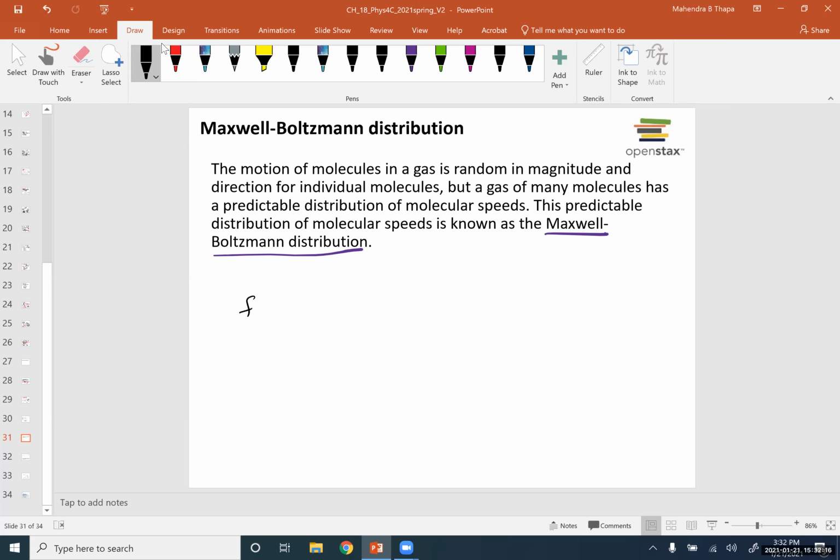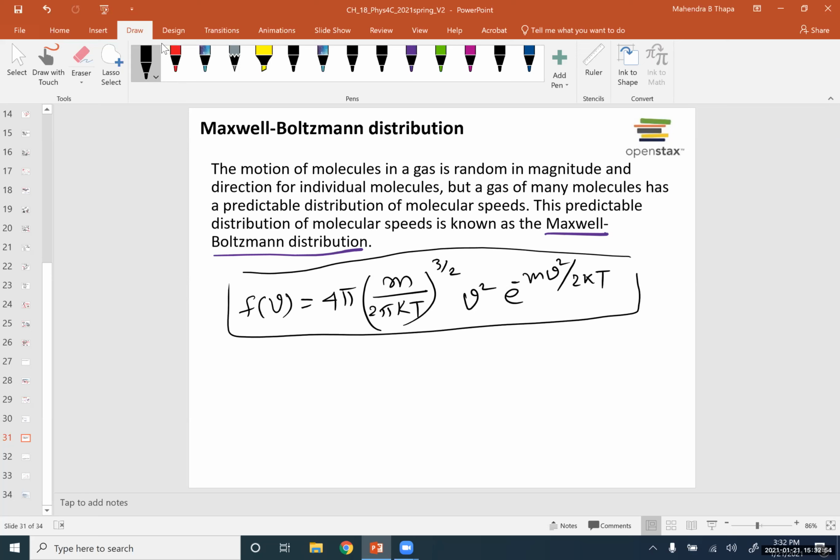So we write the equation: f(v), which is a function of speed, equals 4 pi times (m over 2 pi kT) to the power 3 over 2, times v squared, times e to the negative m v squared over 2 kT. Okay, so this expression is called the Maxwell-Boltzmann distribution.